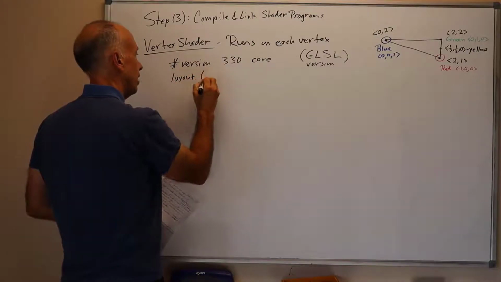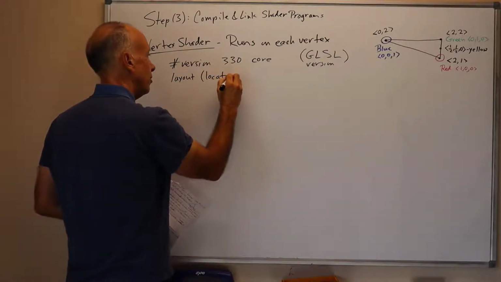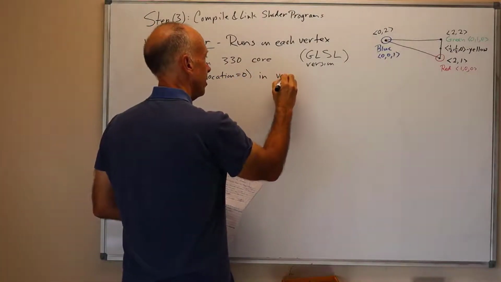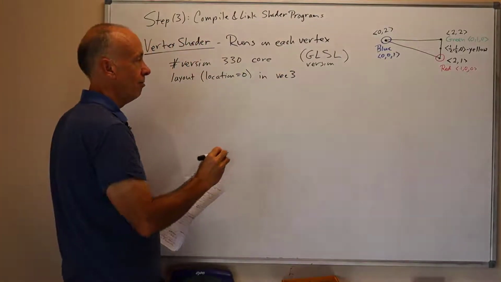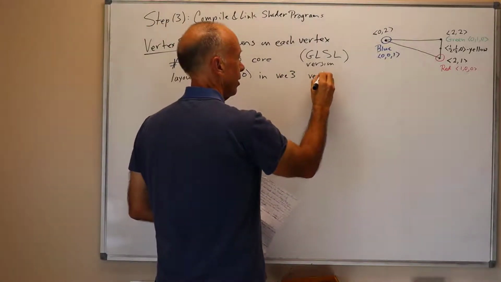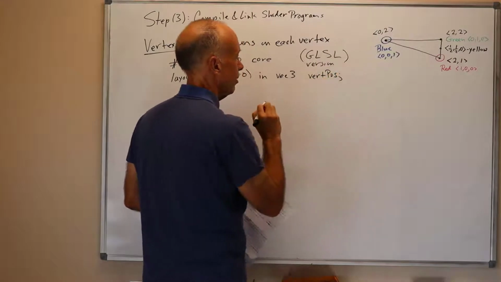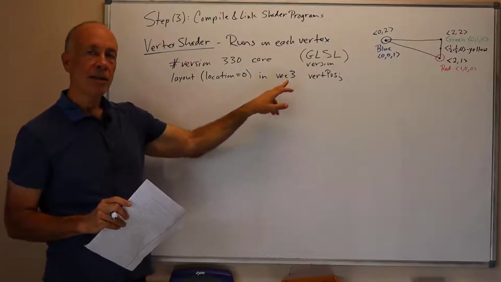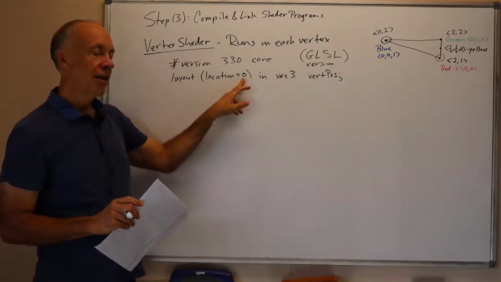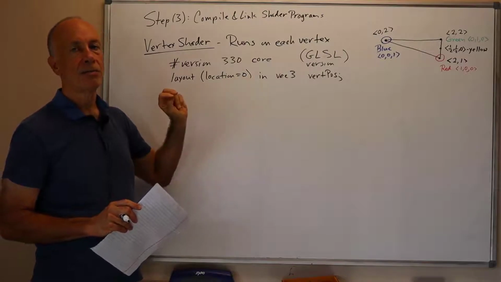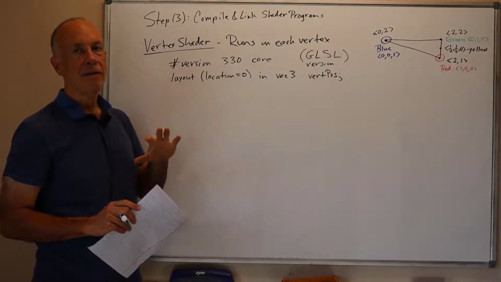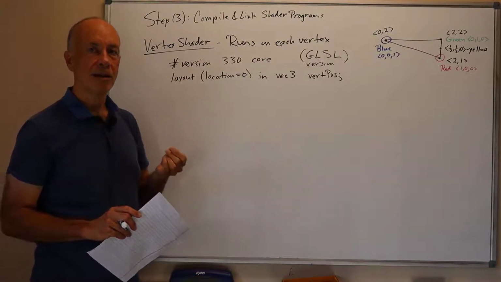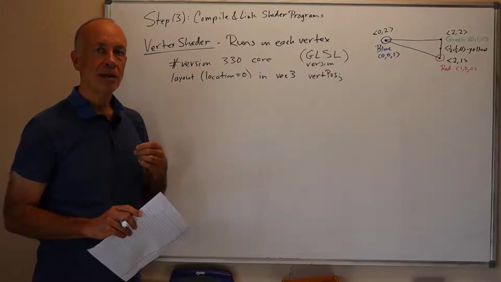The first 2 lines after that describe the inputs. So layout location equals 0. In means an input. Vec3 means a vector of 3 floating point numbers, and I'll use the variable name vertpos, semicolon. So this says there's an input data item called vertpos. It's a vector of 3 floating point numbers, and it's identified as location number 0. Location number 0 corresponds to the location number that we used in step 2 with the C++ commands when describing the contents of the VBO.